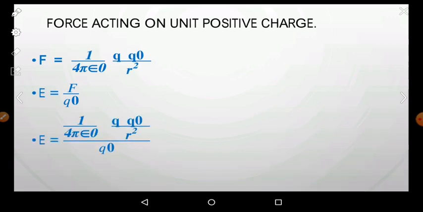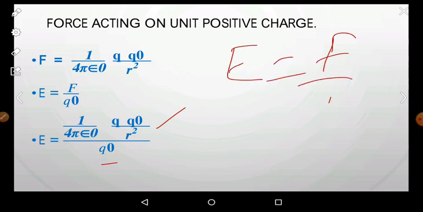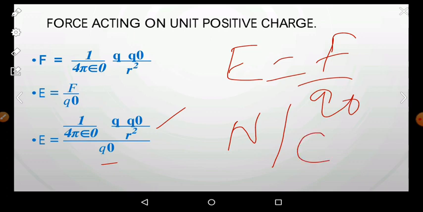So now we have force here, force equals 1 divided by 4 pi epsilon naught q naught by r square, substituted here and divided by q naught. What will you get? E equals F divided by q naught, and we are going to derive the unit. Newton is the SI unit for force, so Newton per Coulomb is the unit here for intensity of electric field.